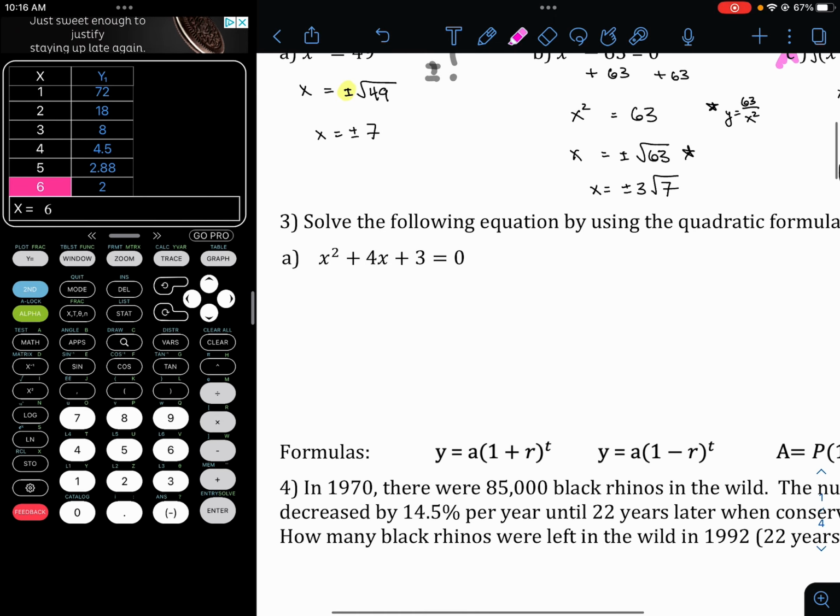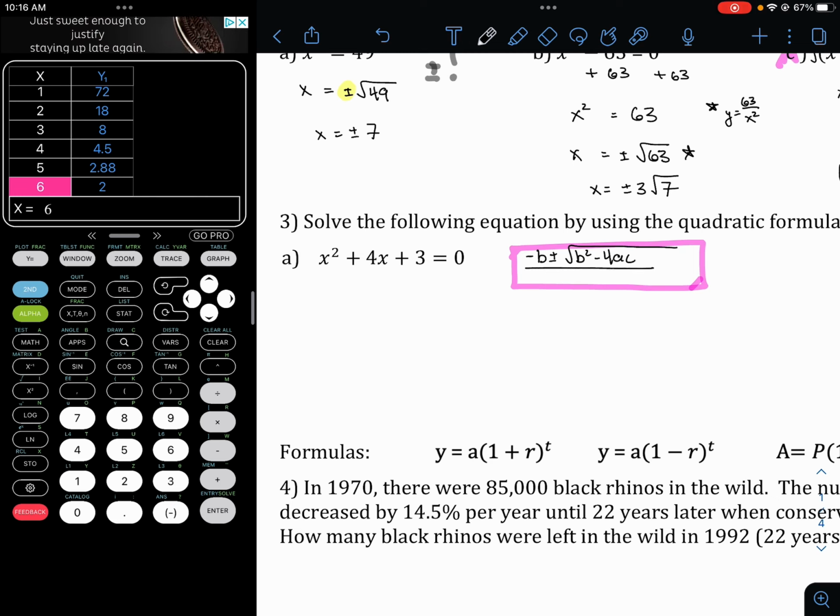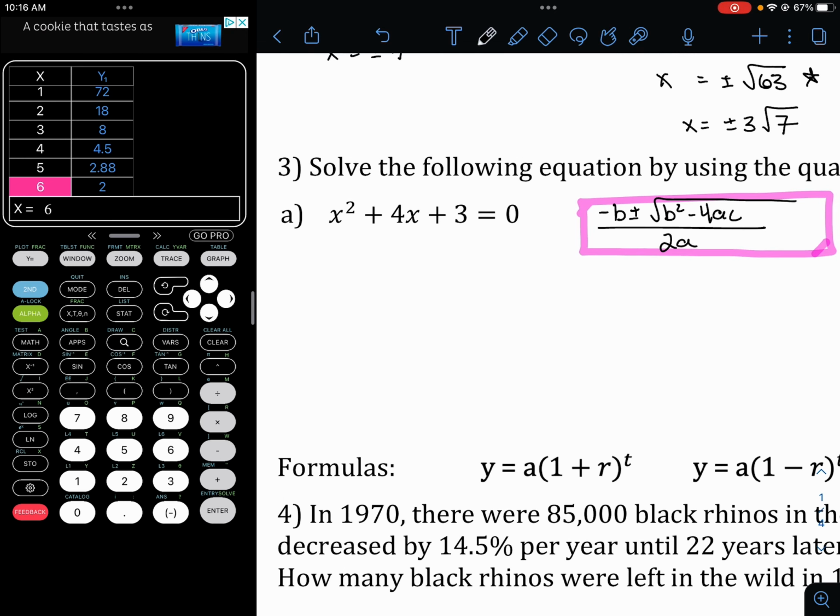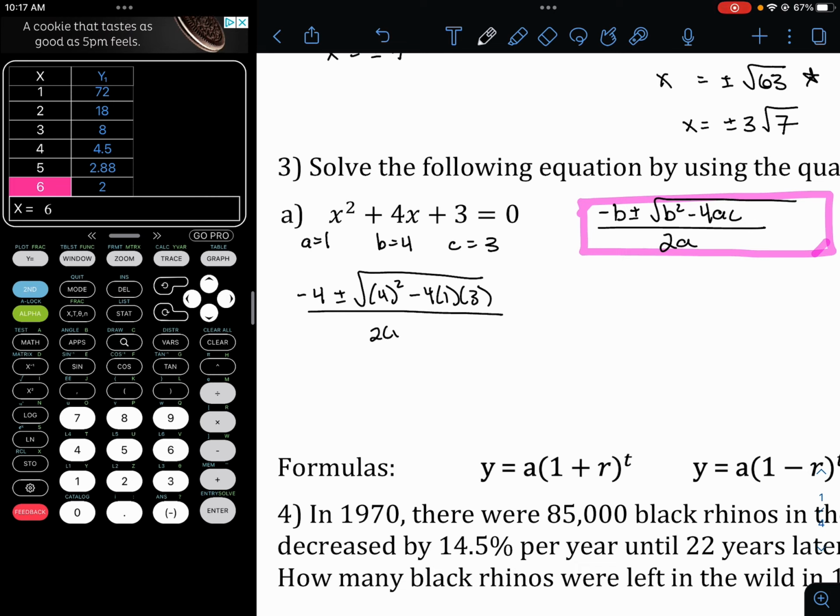Also, what you need to write down is the quadratic equation. So you should be watching this, and you should definitely have the quadratic equation down. Negative b plus or minus square root b squared minus 4ac all over 2a. Writing that down, remember, you have to be set equal to 0. A is going to be 1, B is going to be 4, C is going to be 3, and you just plug those in. So we're dealing with negative 4, plus or minus square root 4 squared minus 4 times 1 times 3 all over 2 times 1.